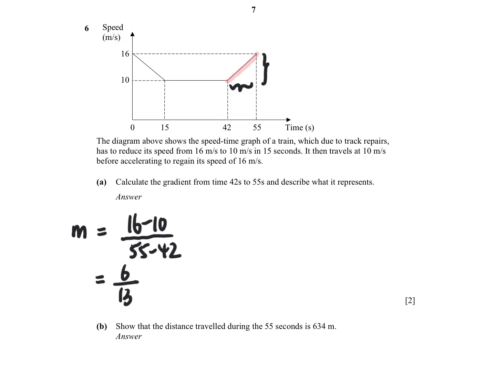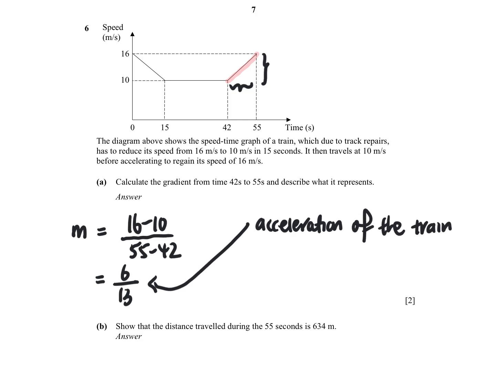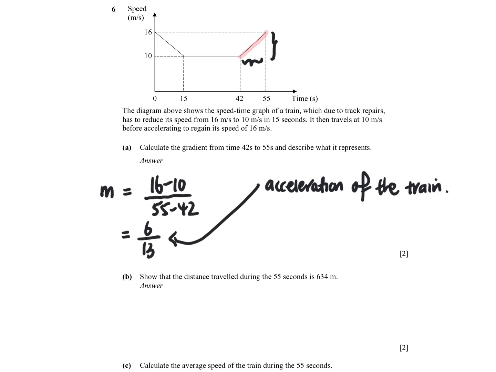So they say describe what this represents. Acceleration of the train. Or you can say that the acceleration of the train from 42 seconds to the 55th second. If you happen to calculate and it gives you a negative answer, then you will tell me it's the deceleration. Okay, next one.